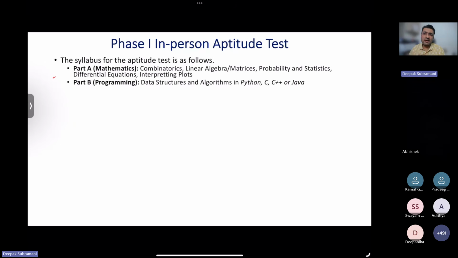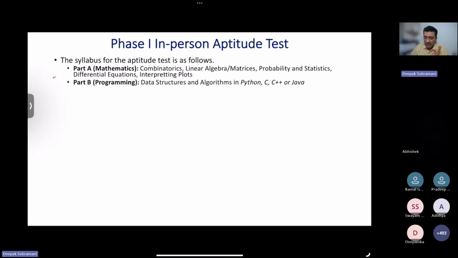Questions like what are the eigenvalues of a particular matrix. Then Bayes law based probability and statistics questions, mean, median, mode kind of questions. Like what is the plot of y equals x squared, what kind of plot is shown here? Those kinds of questions will be the part A mathematics questions. Part B will contain programming questions. Now listen carefully. If your background is in the ECS subjects, so you know data structures, algorithms, etc., you attempt those questions.